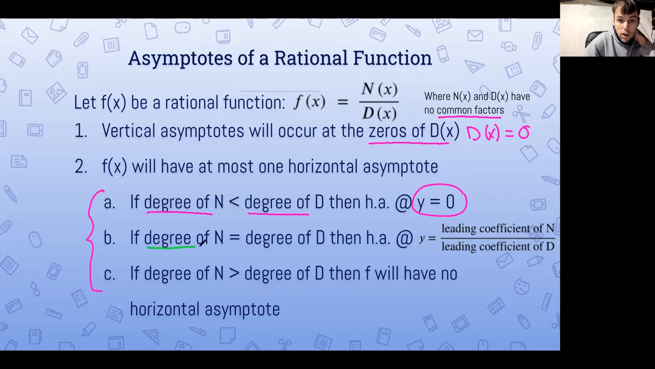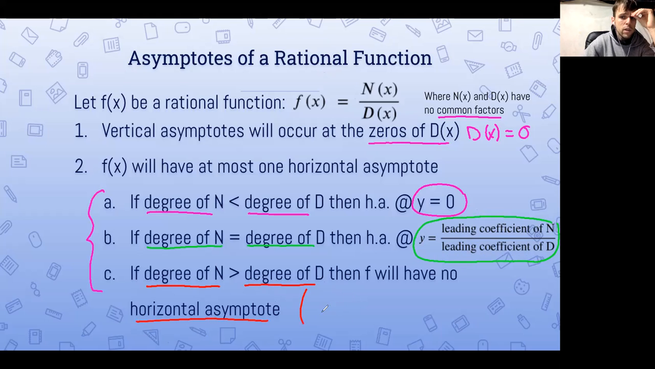If the degrees are equal, the degree of the top and the degree of the bottom are equal, then we have this kind of weird thing going on where it is a ratio of the leading coefficients. We can step back and look at a quick example of this in a moment. And then the last one, if the degree of the numerator is greater than the degree of the denominator, there will be no horizontal asymptote. In the next chapter, we're going to learn that there's actually another type of asymptote that we can have. So there will be something in this case, just not a horizontal asymptote. It'll be some other asymptote.